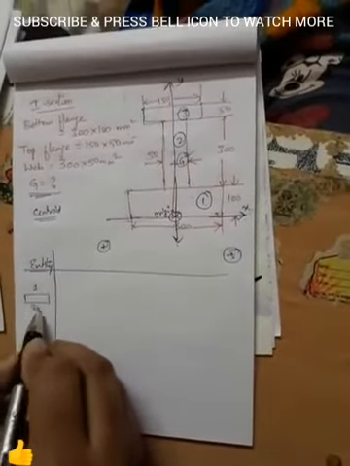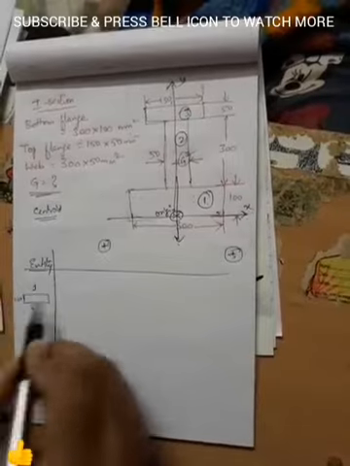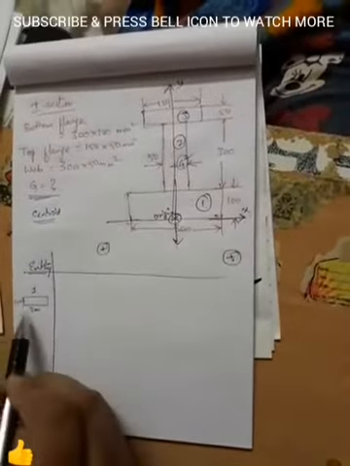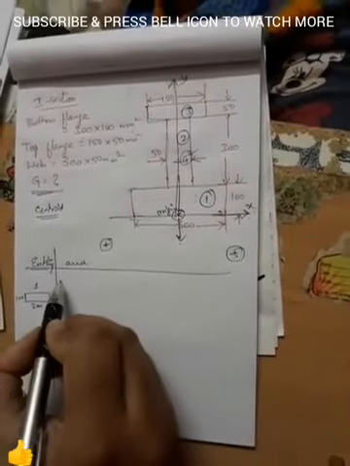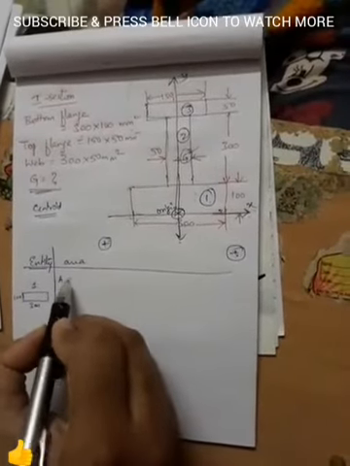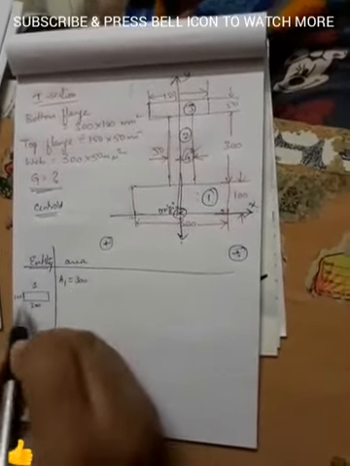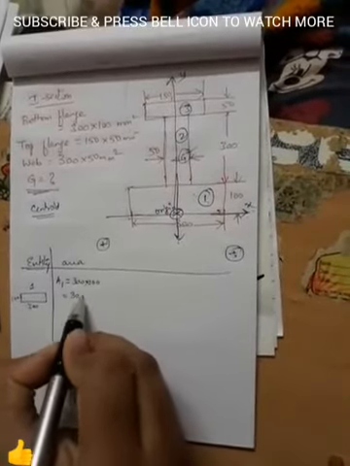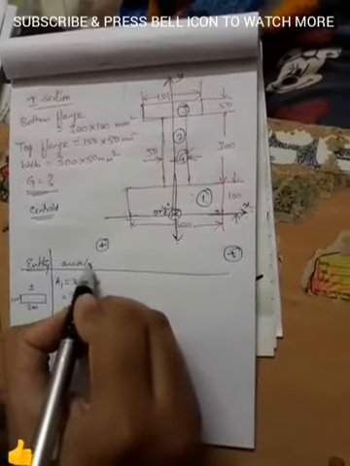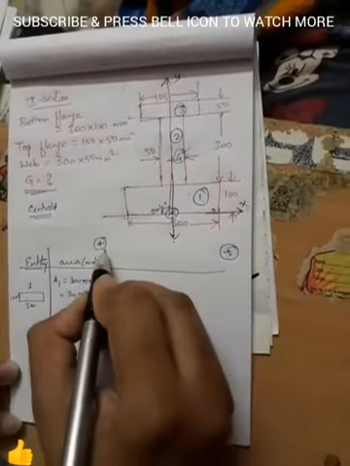For clarity, I am also mentioning it somewhere here. This is 300 by 100. Now let me find the area. Let me name it A1. A1 is the area of this particular rectangle, which is 300 into 100, 30,000. I am writing this mm square here itself.